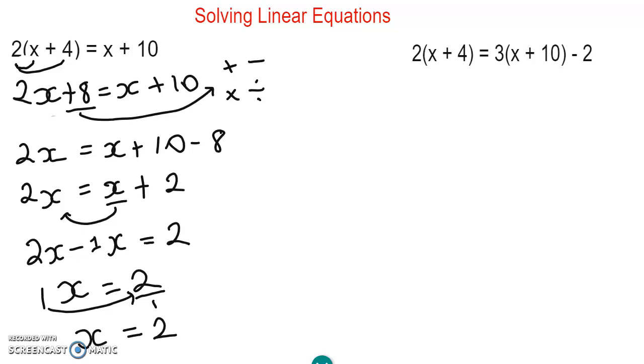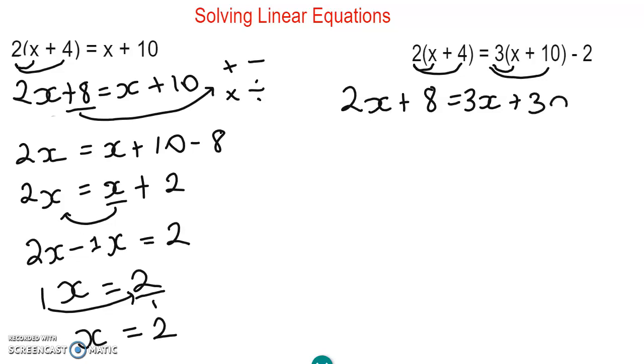So if we just go ahead and do that, we've got 2 times x and then 2 times 4 is going to be the same as the last one, but we'll write it down. So we've got 2x plus 8 equals, and then we're going to expand these brackets out, so 3 times x is 3x, and 3 times 10 is 30, and we just leave the minus 2 as it is for now.